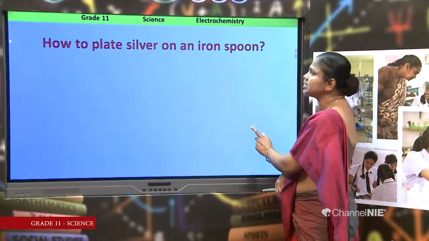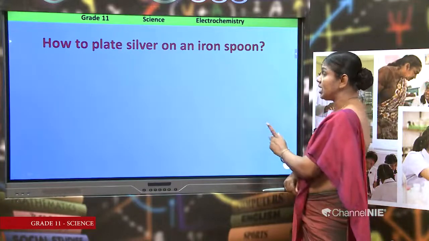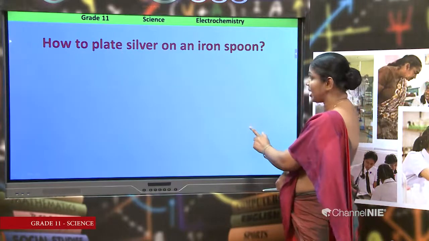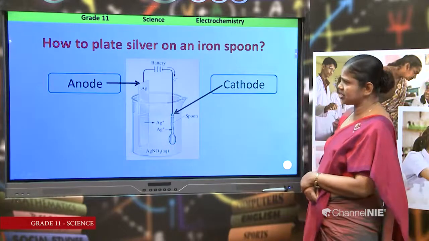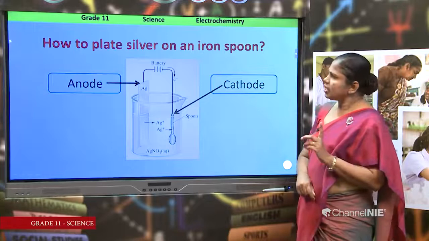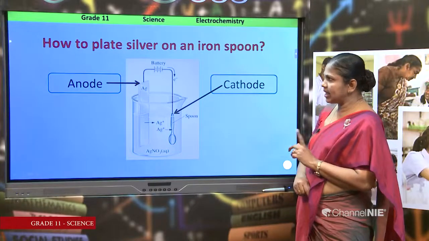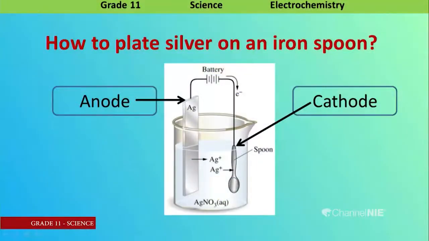Okay, children, that is about electroplating, and now I am going to ask you some questions. If we want to plate silver on an iron spoon, children, right? What are the changes that should be made in the setup, right? If we need to plate silver on an iron spoon, right?